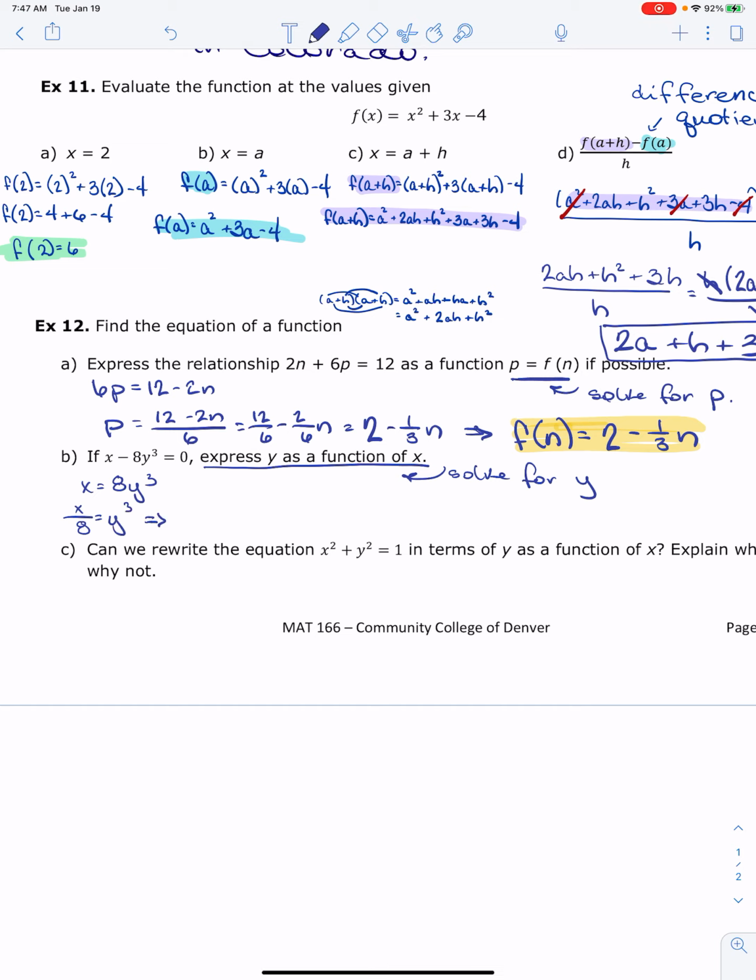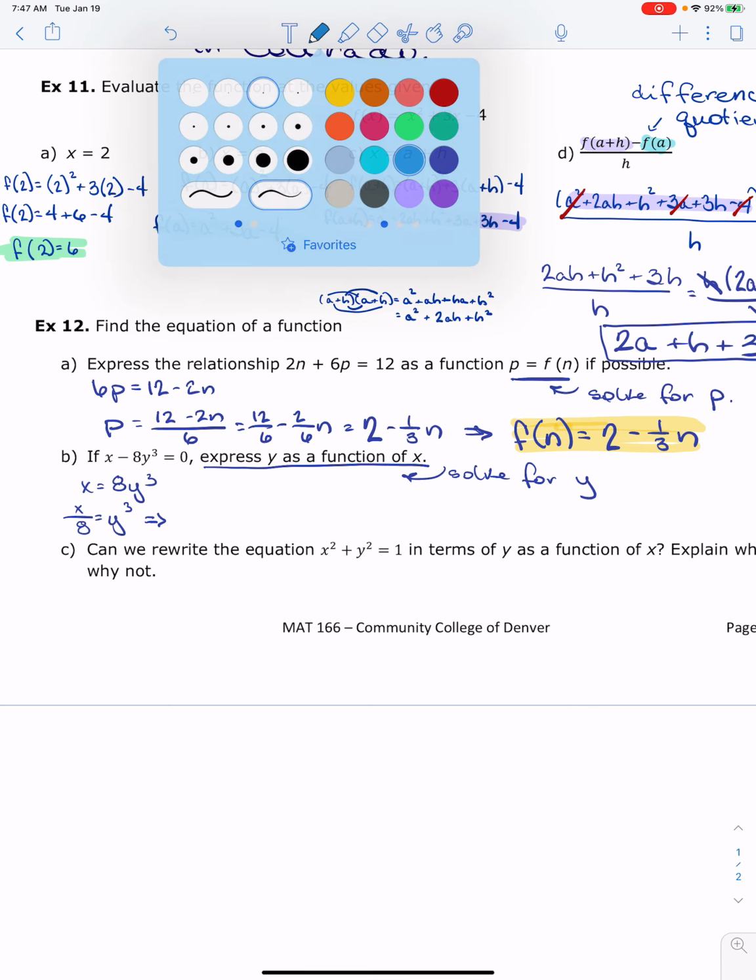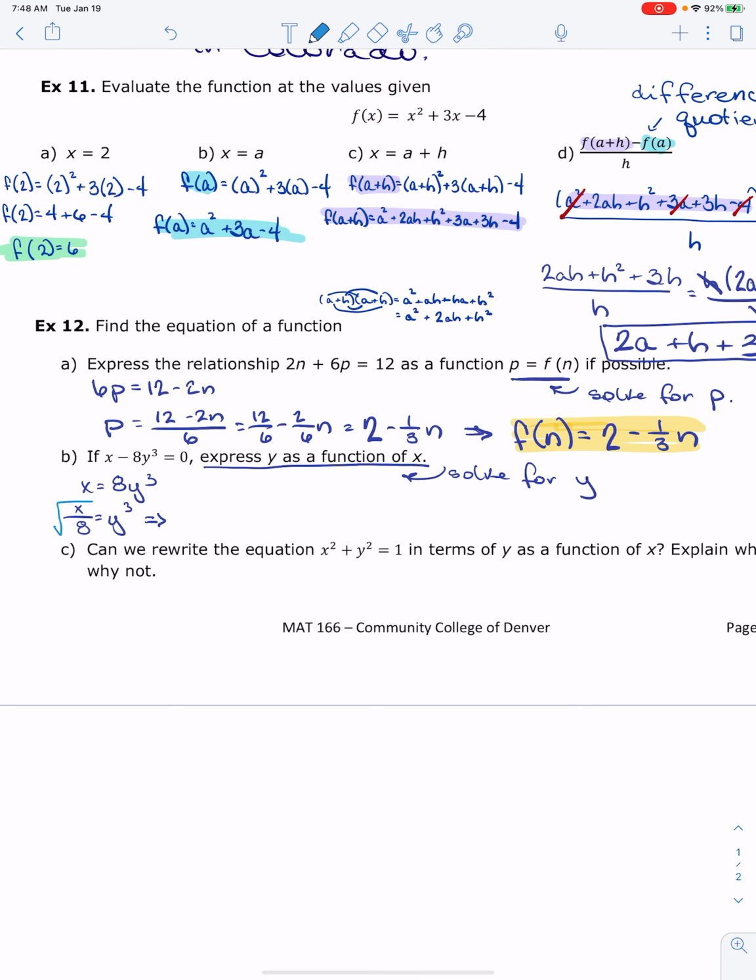We can, just like we square rooted, cube root both sides. I get the cube root of x, and I'm going to separate it into numerator and denominator so I can simplify the bottom. Cube root of x all over 2 equals y. And so there is that one.